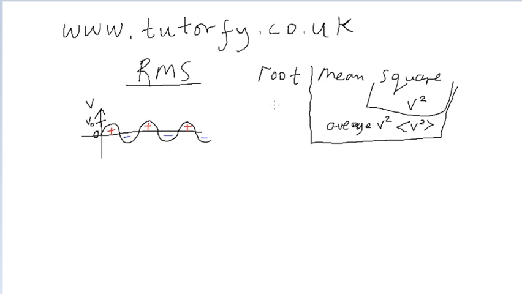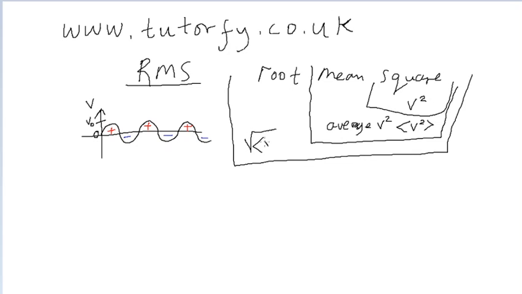So the average of V squared, and then remember that what we're interested in is some kind of average for the voltage itself, right? So if you have the average of V squared, what you want to then do is square root that, so that you have something that's not in volts squared but in volts. So you just take a square root of that average of V squared. Then we have our root mean square, or VRMS.